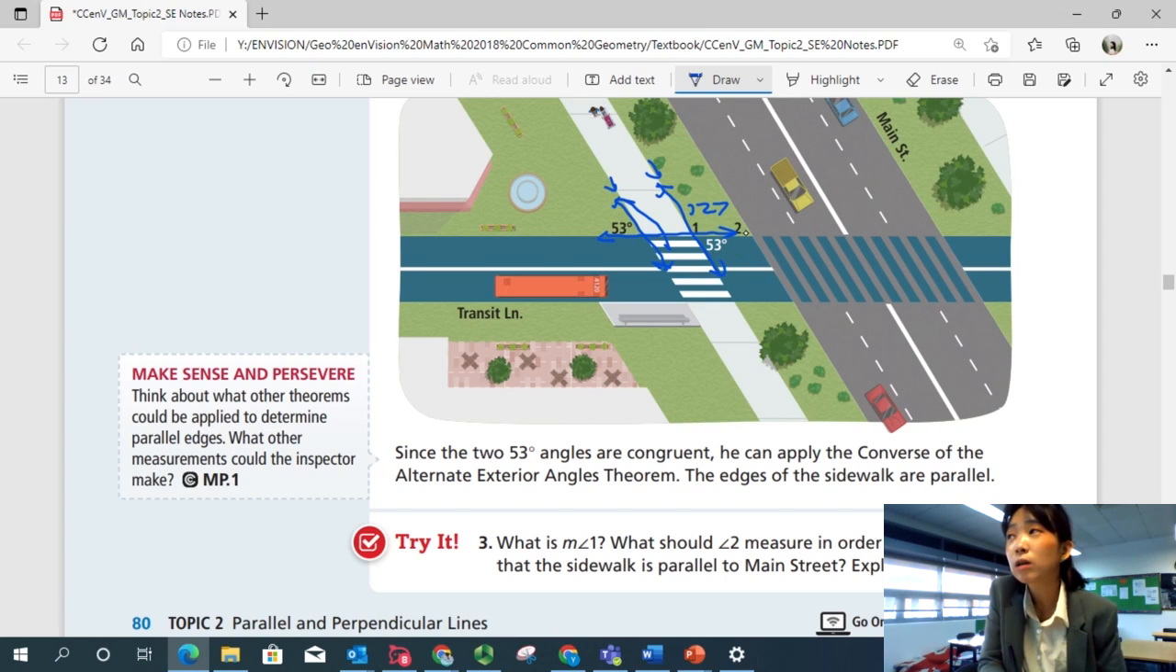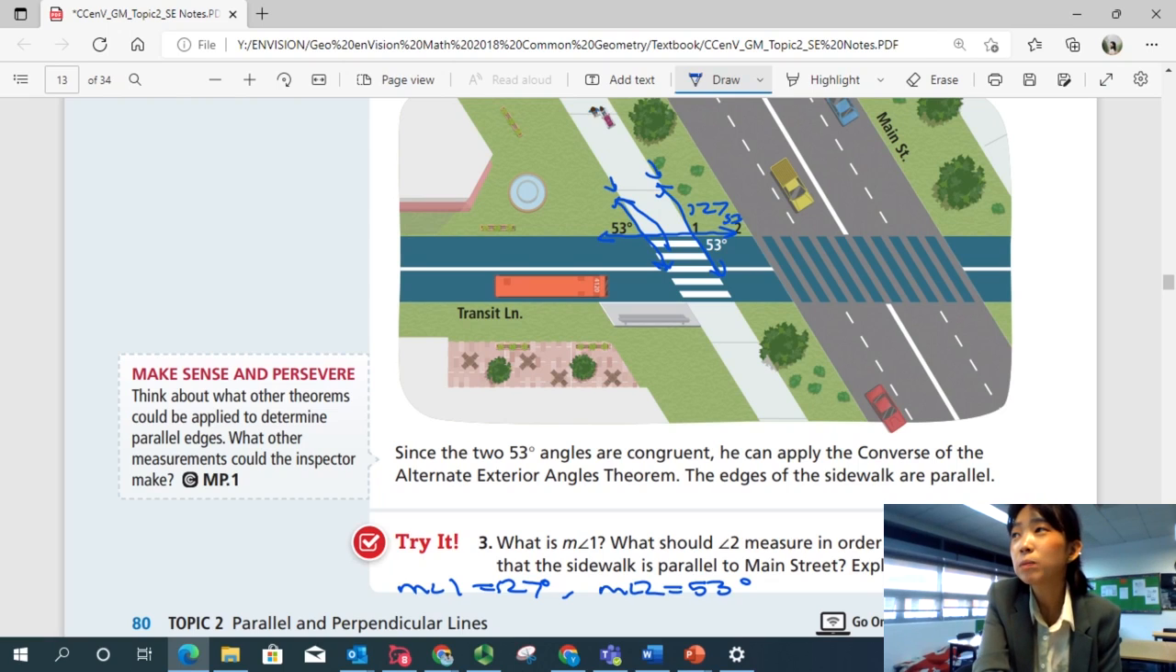What about 2? Angles 1 and 2 are same side interior angles if these two are parallel, right? And so they must be supplementary, which means they add up to 180 degrees. So angle 2 must have a measure of 53, which is the same as the other two angles given. So measure of angle 1 is 127. Measure of angle 2 is 53 degrees.